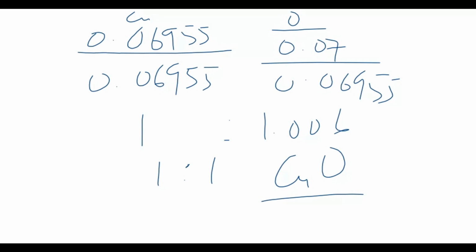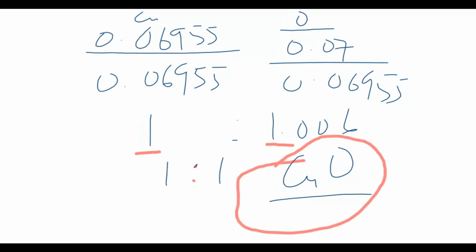Then you go on by dividing to get the actual whole number ratio. You divide by the least moles. When you make a careful comparison, you realize that 0.06955 is less than 0.07. So we divide through by 0.06955 moles on each side. And we are left with 1 for copper and 1.006 for oxygen. So in conclusion, you realize that the empirical formula is a 1-to-1 ratio. So this is CuO.